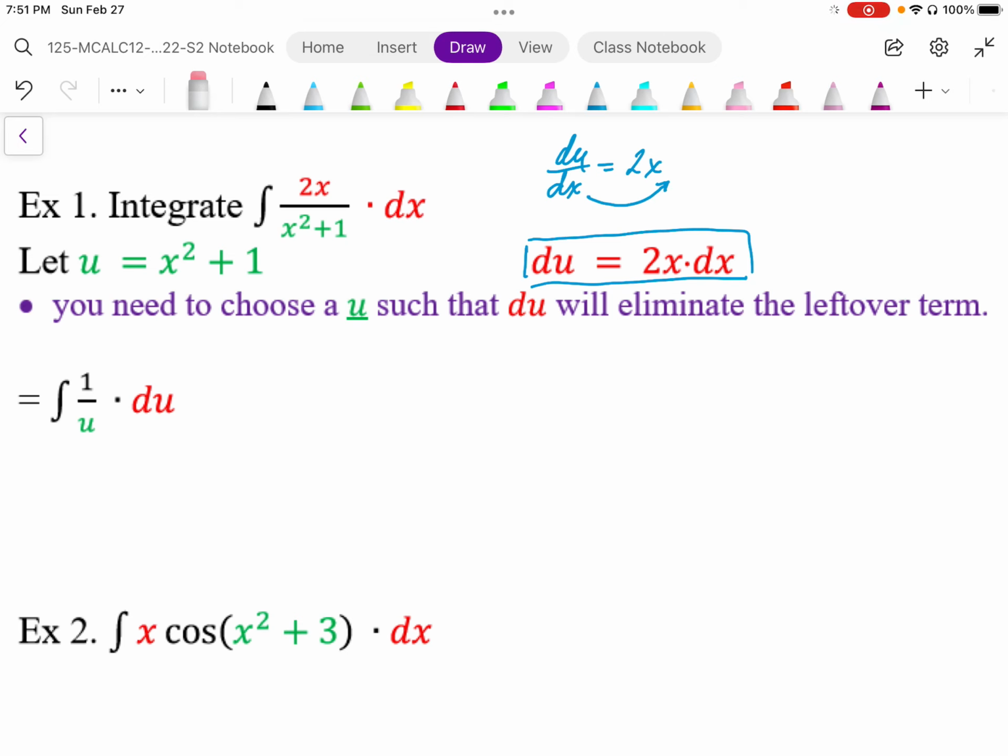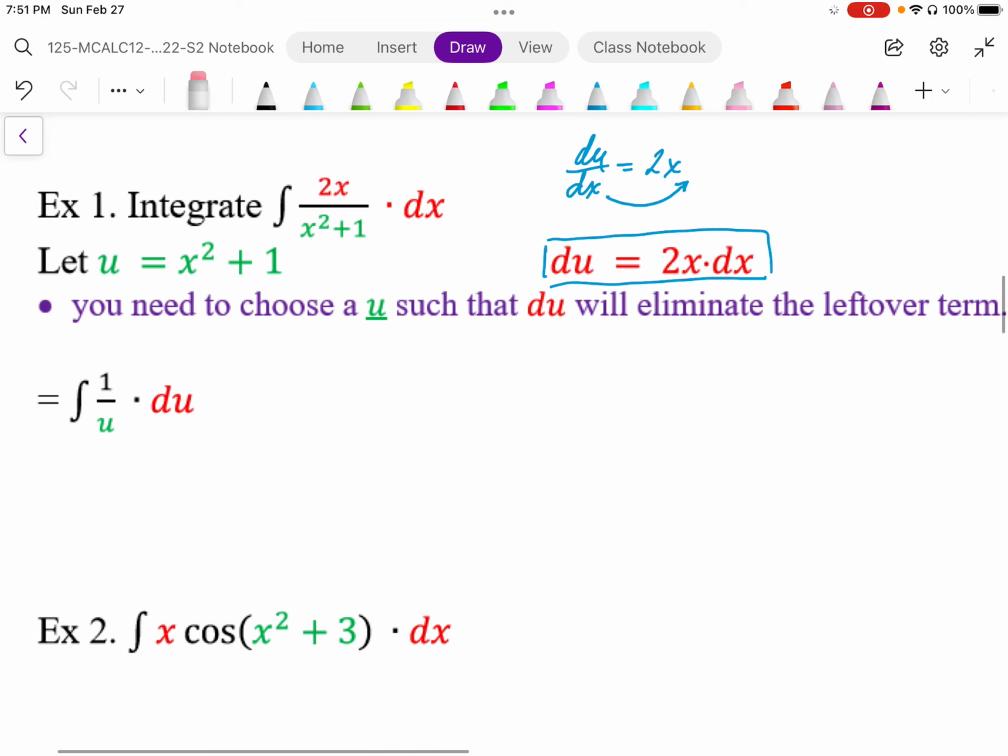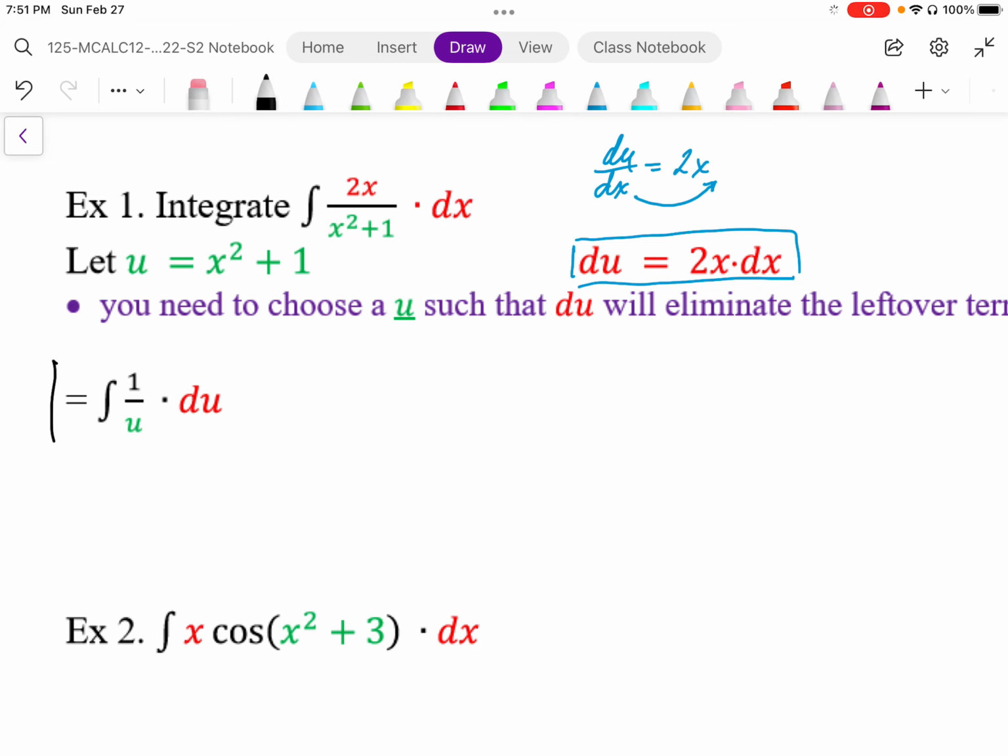So why do we want that to happen? Well, if I do that, notice the expression that's left over here. I end up with du replacing the 2x dx. I replace the denominator with u, and so I end up with 1 over u, and I'm using a du to integrate it. The u and du are matching variables, just like as if it were an x. So if the variables match, I can just anti-differentiate this, knowing that this is a standard integral.